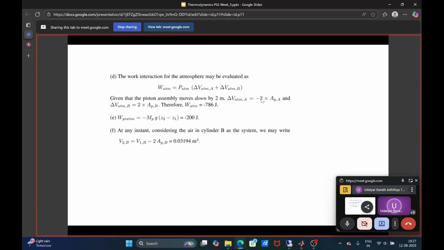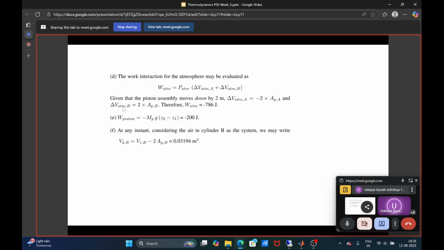Here it's negative. Since we are looking at it from the atmospheric point of view, you're trying to compress the atmosphere. That's why it's negative. The piston is doing work on the atmosphere, so you are getting work input. Work input is negative, work output is positive. So that's why it is minus 2 into area of piston A. The other way of looking at it is V initial minus V final, which gives you negative.